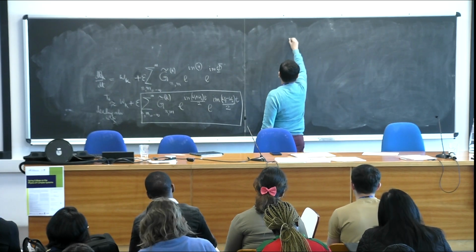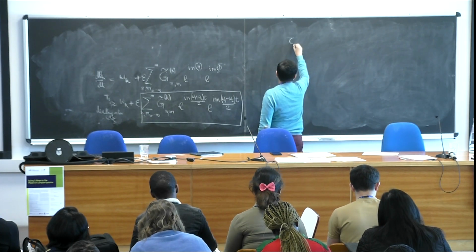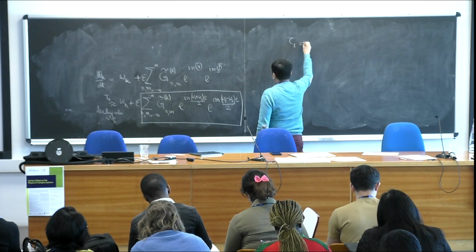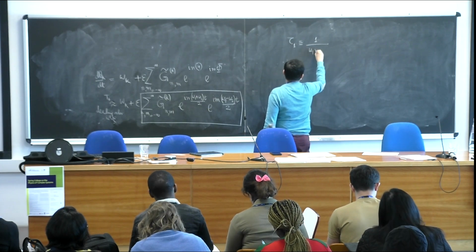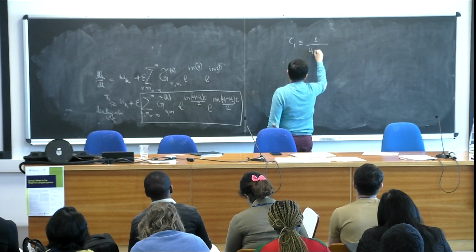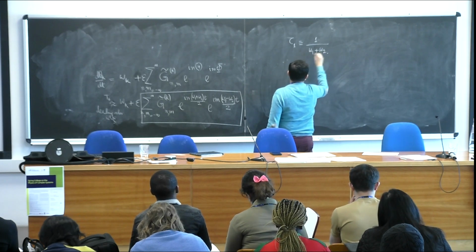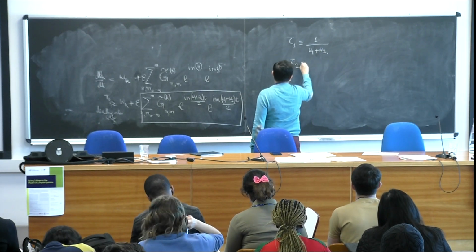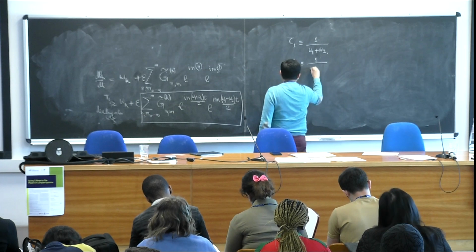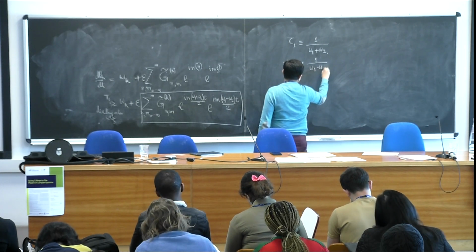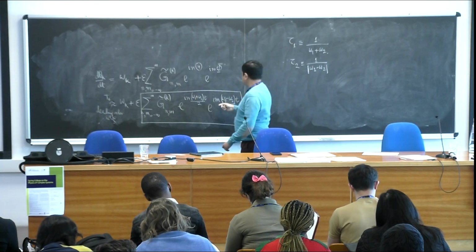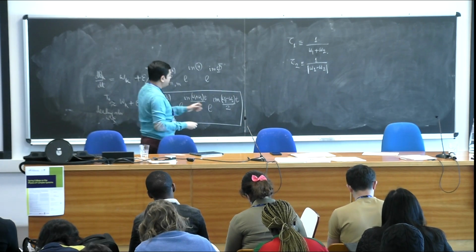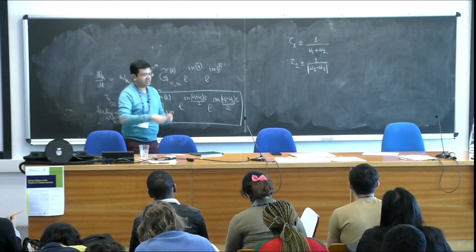So there is one time scale, let me call it tau 1, that is equal to 1 divided by omega 1 plus omega 2. There is another time scale tau 2, which is 1 by omega 1 minus omega 2. I take the mode of it, okay? Because it doesn't matter, because anyways m goes from minus infinity to plus infinity. If it is negative, I just switch sign.